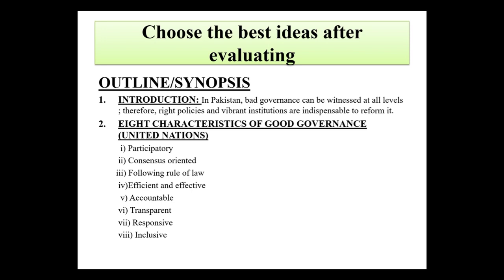So, eight characteristics of good governance. According to the United Nations, good governance is participatory, consensus oriented, following rule of law, efficient and effective, accountable, transparent, responsive and inclusive. Now here you are just telling the examiner that you know what good governance is, and that you know they are asking you to give recommendations for this type of governance. So it gives a positive impact on the examiner.